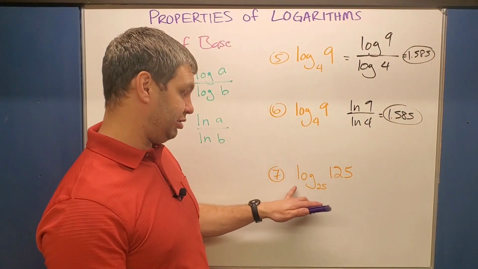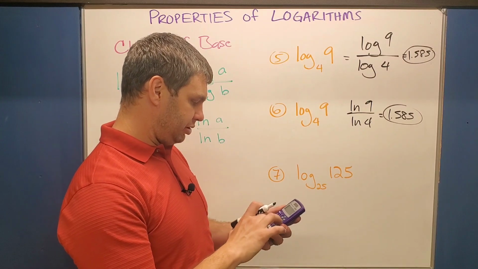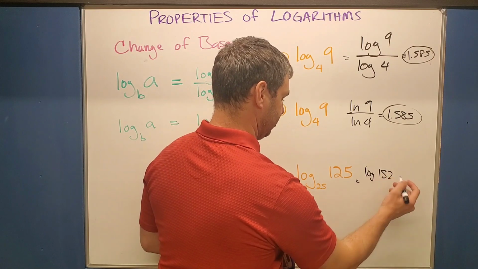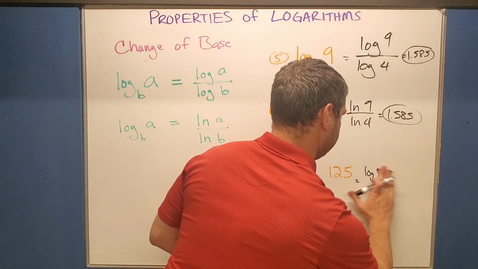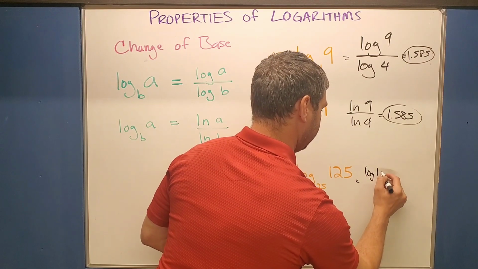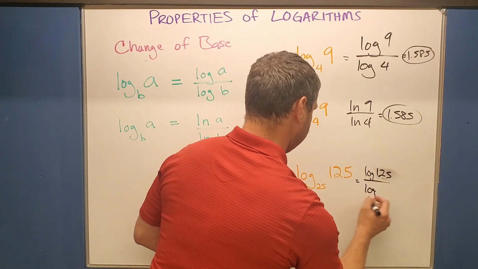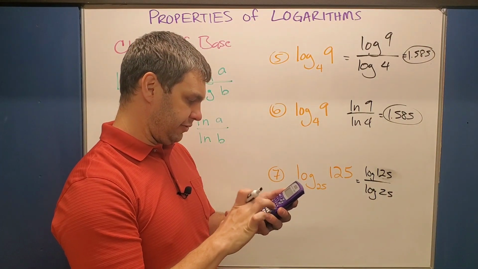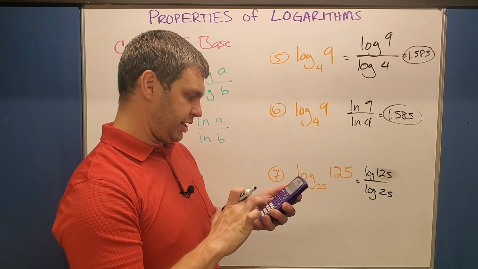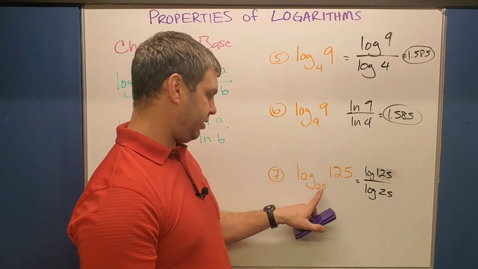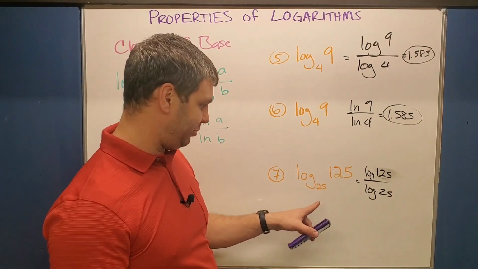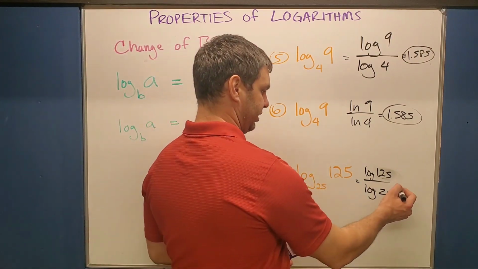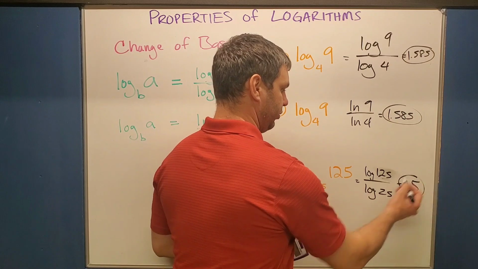Okay, let's do one more really quick. You can either choose log or natural log, whatever you like. I'm going to do the common log of 125 over log of 25. All right, so let's do that here. Log of 125 divided by log of 25. And this gives me just 1.5. Because 125 is a multiple of 25, it turns out a little bit nicer for an answer. You just get 1.5 with no rounding necessary.